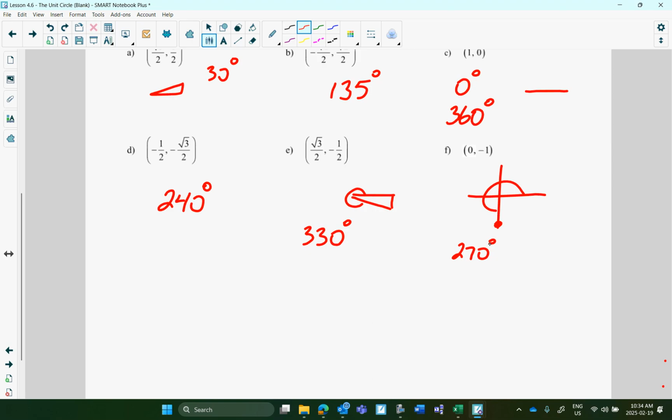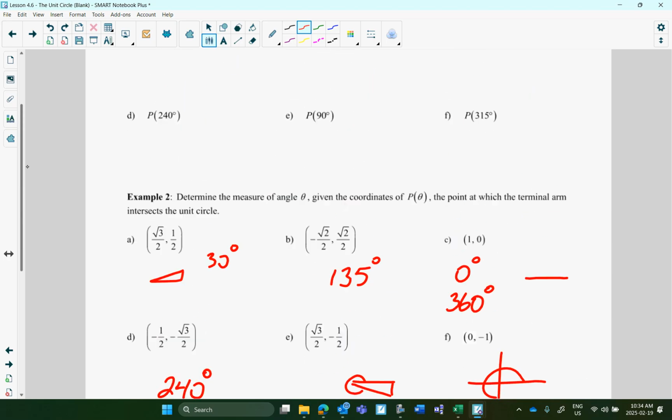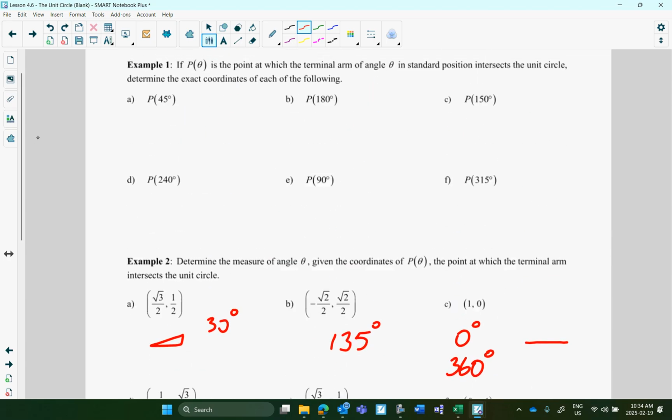Now let's go the other way. So now you're given the angle, you got to tell me the point. √2/2, comma √2/2. 45-degree angle, which means quadrant 1, which means both values are positive.